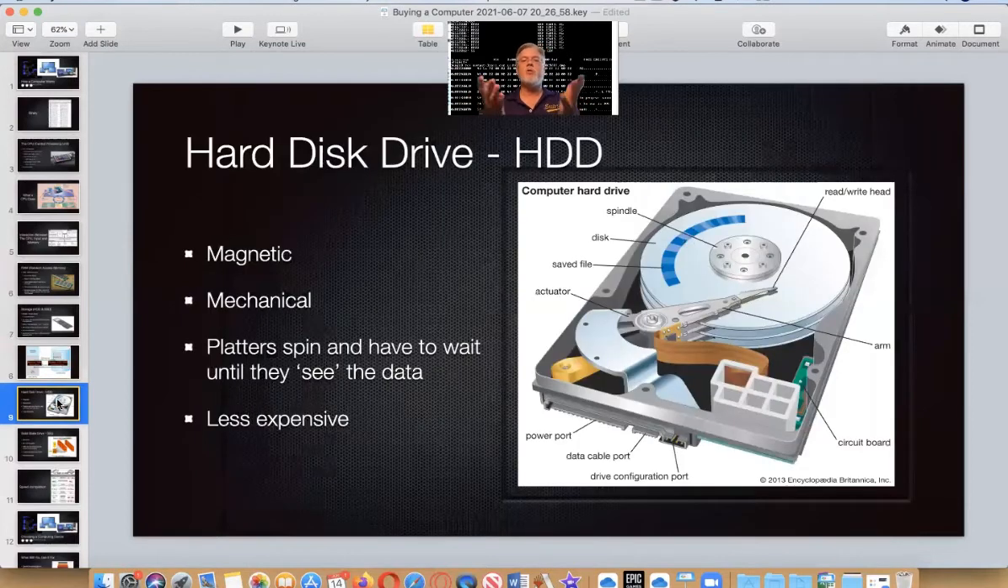All right, so this is what a hard disk looks like. We're not going to go through all the details, but you can pause this video and look at that if you'd like. But that's what a hard disk is. It actually is called a hard disk because these are hard.